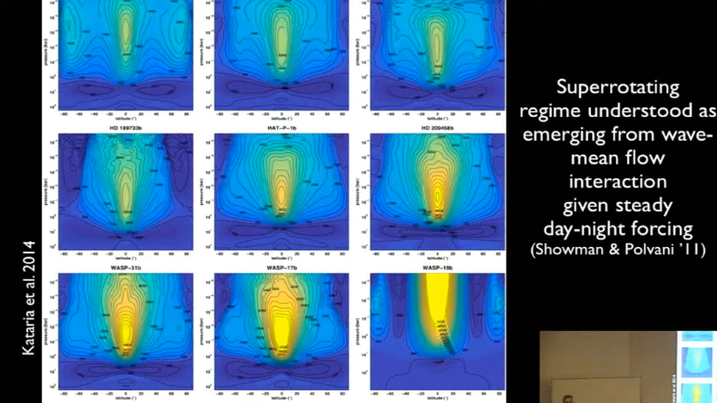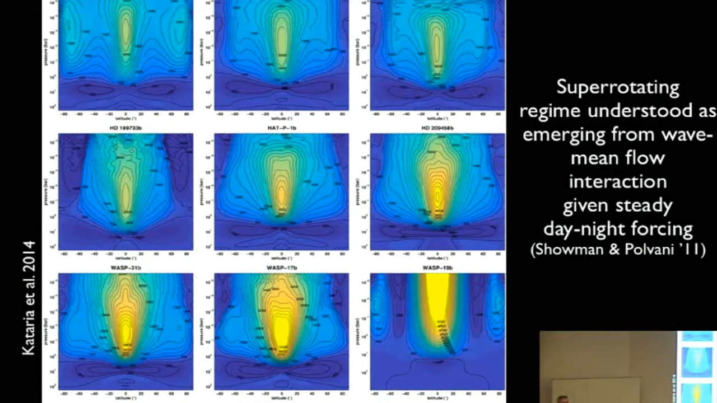I think a demonstration of that is from this paper by Kataria and collaborators, where they look at 9 hot Jupiters from equilibrium temperature of 1000 to 2000 Kelvin. They go here in order of hotter and hotter. So basically you have a more weakly irradiated hot Jupiter going to a more strongly irradiated hot Jupiter. And you can see that the pattern is consistently that you get this super-rotating jet emerging, and you get stronger wind speeds for more strongly irradiated hot Jupiters.